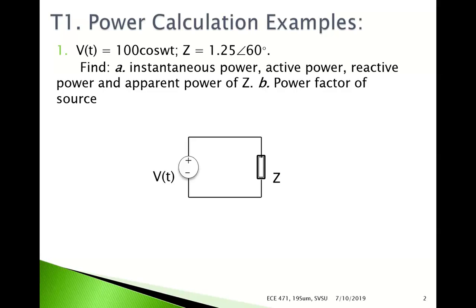So example 1 is a very straightforward circuit. We are seeing one single phase voltage source feeding one load, and the voltage is given as a function of time t, and the load is in phasor. So find instantaneous, active, reactive, and apparent power for the load, as well as the power factor of the source.